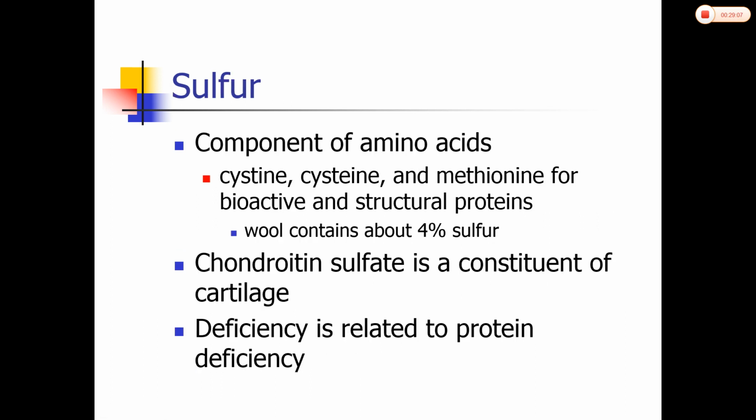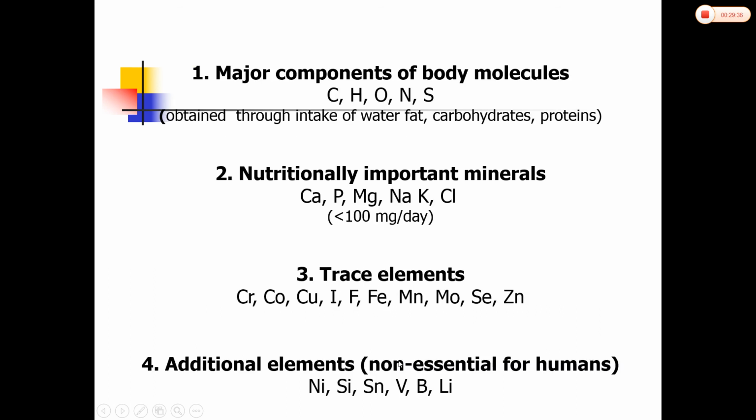Sulfur is also very important. It is a component of the amino acids cysteine and methionine for the bioactive and structural proteins. Sheep wool contains about 4% sulfur, and chondroitin sulfate is a constituent of cartilage, which requires sulfate for cartilage biosynthesis. Also, the deficiency is related to protein deficiency.